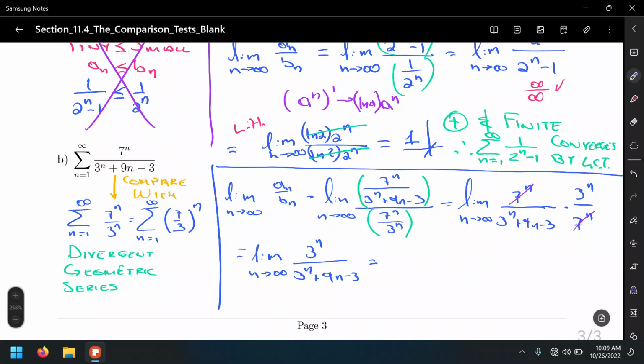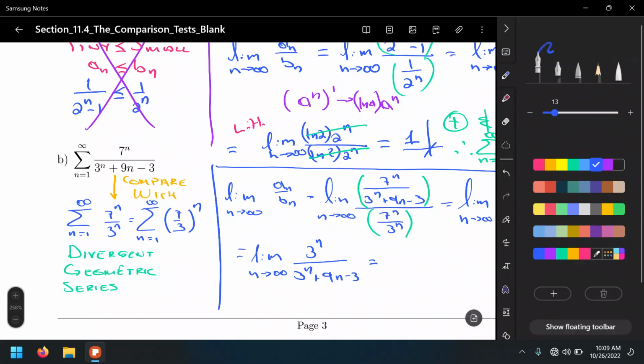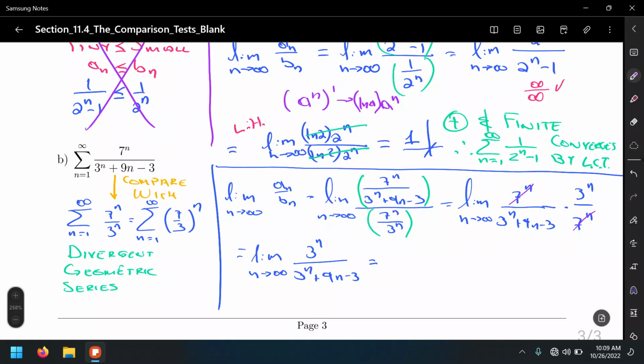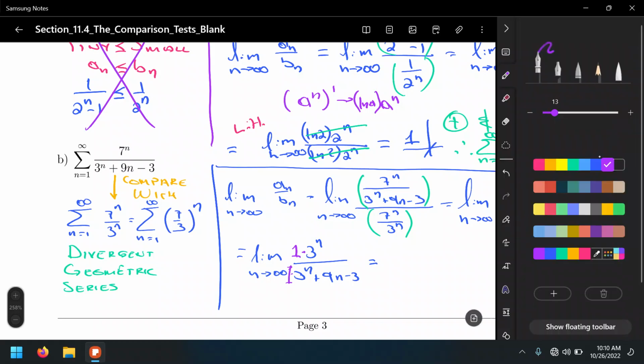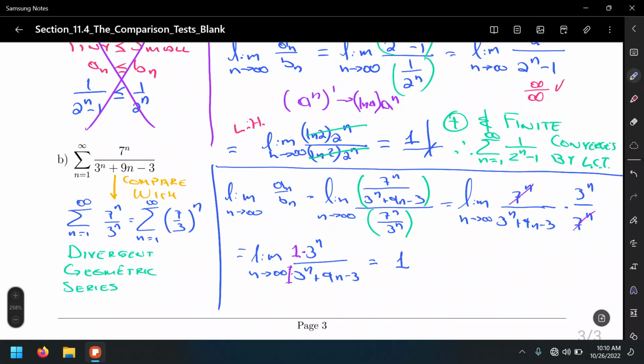However, if we go with the highest order term, what do we have? This 3 to the n is being multiplied by an invisible one, and this is multiplied by an invisible one. In this case, we can go about the ratio of the leading coefficients, which is 1 over 1. And the final answer to the limit is, in this case, 1.